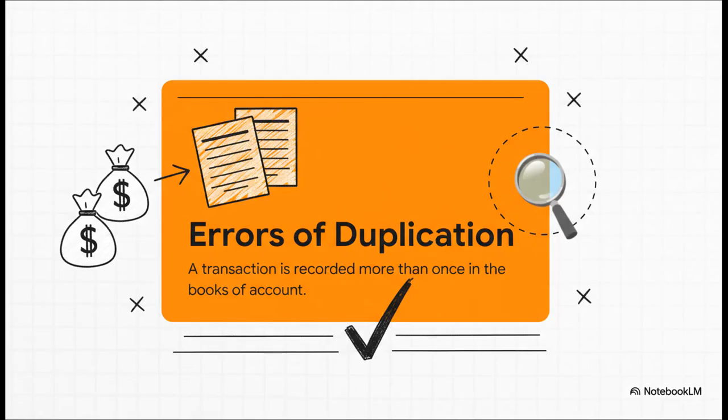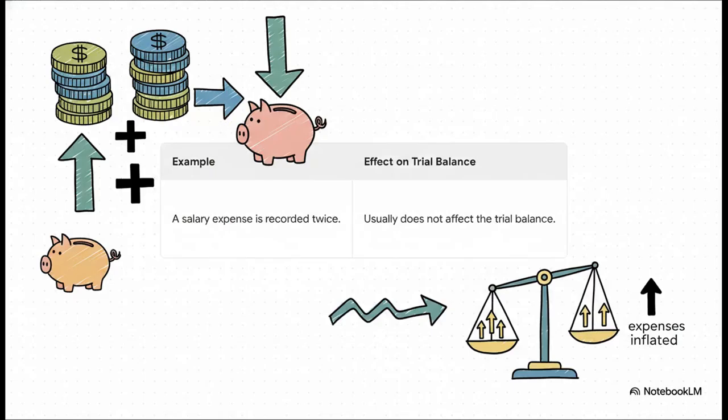And our final suspect, the error of duplication. This one is pretty simple, but you'd be surprised how common it is. It's exactly what it sounds like. A single transaction gets accidentally recorded twice, or maybe even more times. Think about it. If you record a salary payment correctly and then you do the exact same entry again, you've just doubled the debits and doubled the credits. Your trial balance sees no problem at all because both sides were duplicated. But in reality, your expenses are now completely inflated.